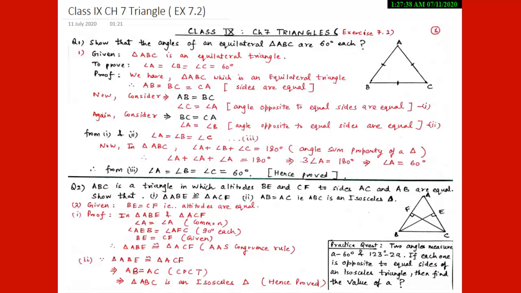Students, today in this video, we'll do some questions based on exercise 7.2 of our chapter 7, triangles. So, our first question for today is, show that the angles of an equilateral triangle ABC are 60 degrees each.